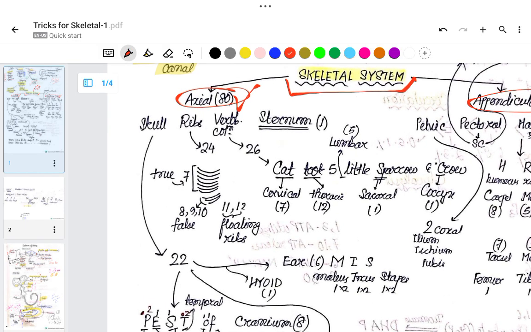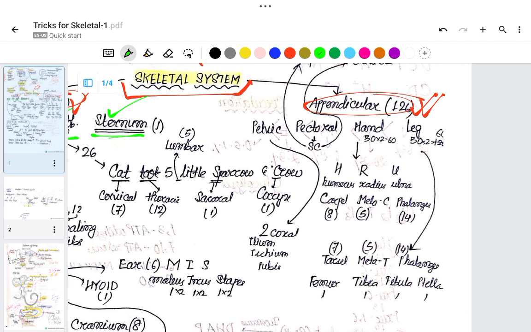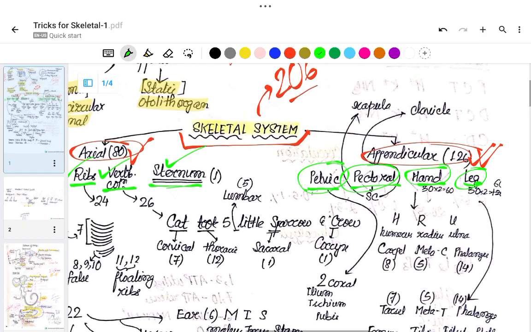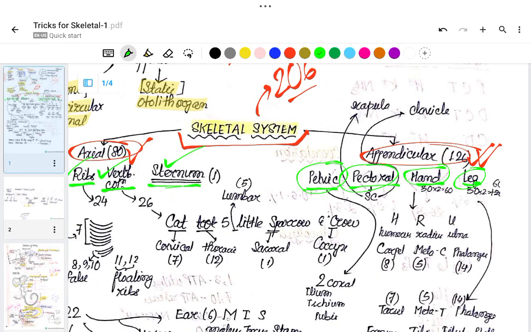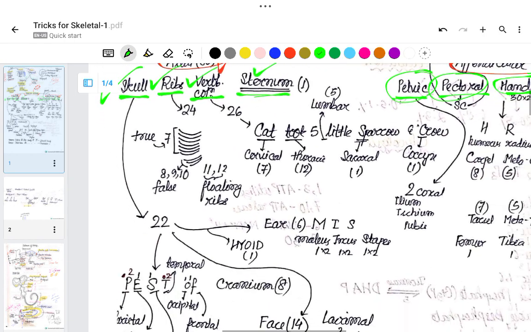So we have bones from the skull, ribs, vertebral column, and sternum. And in the appendicular skeleton we have pelvic, pectoral, hand and leg. Now we'll study the ribs and vertebral column. First we'll study the skull bones.